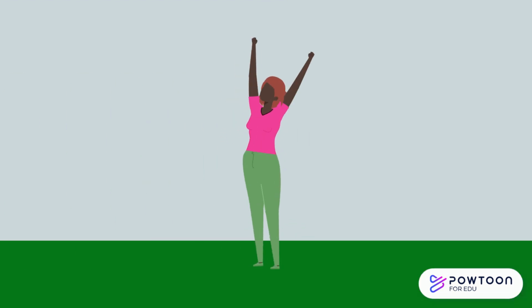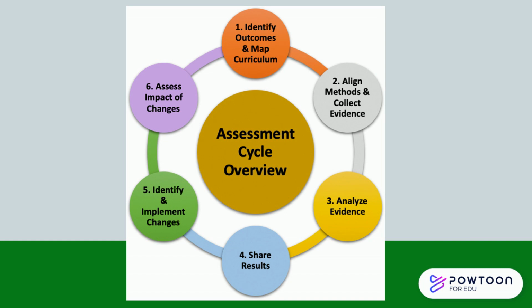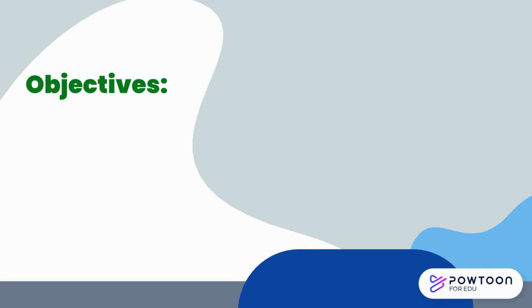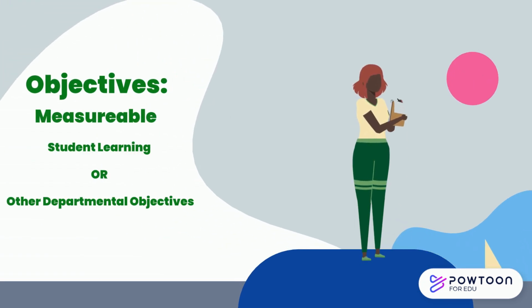The good news is, the structure or cycle for administrative assessment mirrors that of academic assessment. Articulate objectives, identify measures and collect evidence, analyze evidence, plan for improvements, and assess the impact of changes. Objectives should be measurable elements of the assessment plan and may be focused on student learning or other departmental objectives like efficiency or effectiveness.